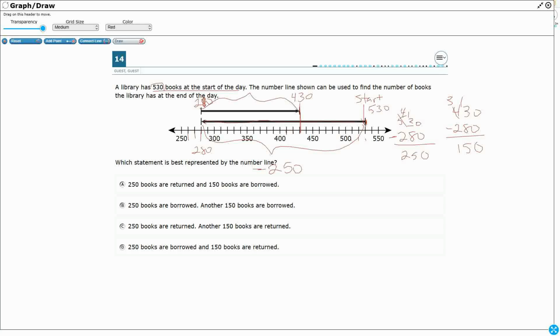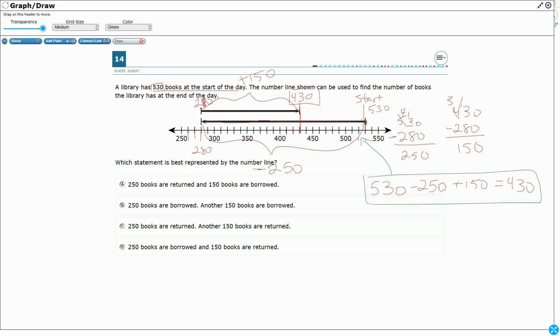All right, so looking at what happens here, this is what I can tell from the number line. We start at 530, because that's what it tells us to do. And then it looks like it moves down 250. And then when we get down to 280, it looks like it increases 150. And at the end of the day, we end up with 430. Okay, so this is what this number line says right here. But it's not as easy as that.